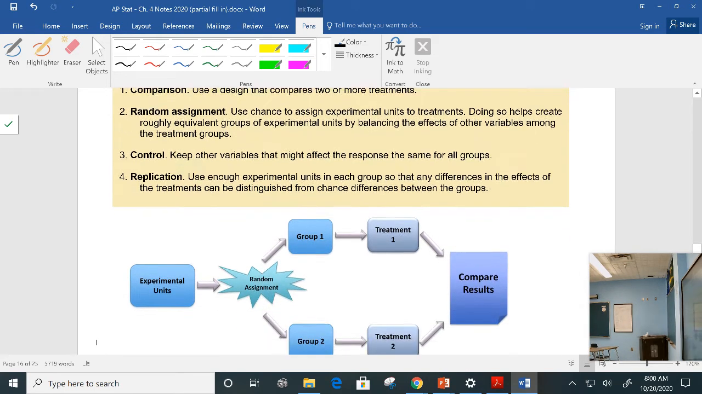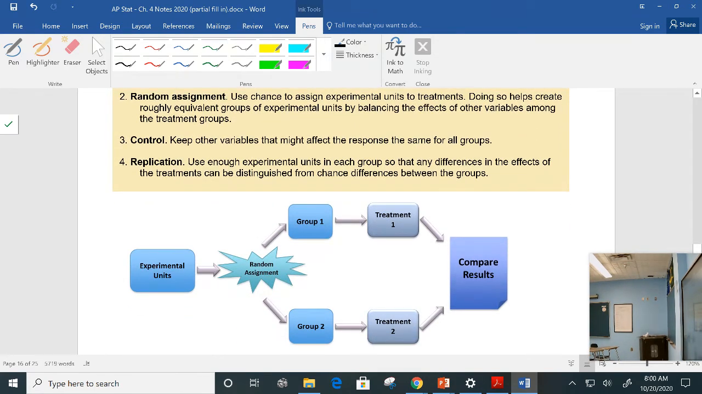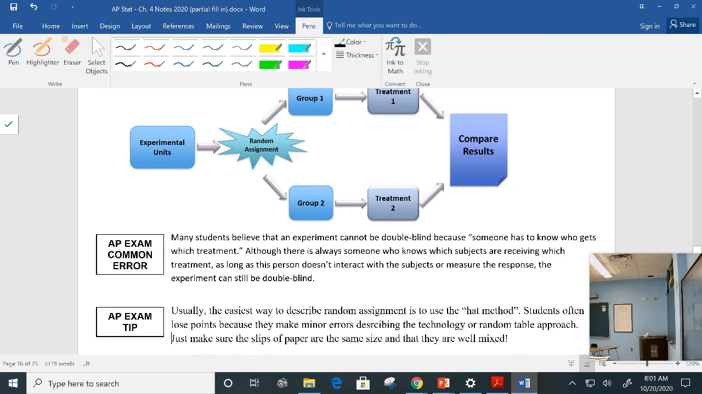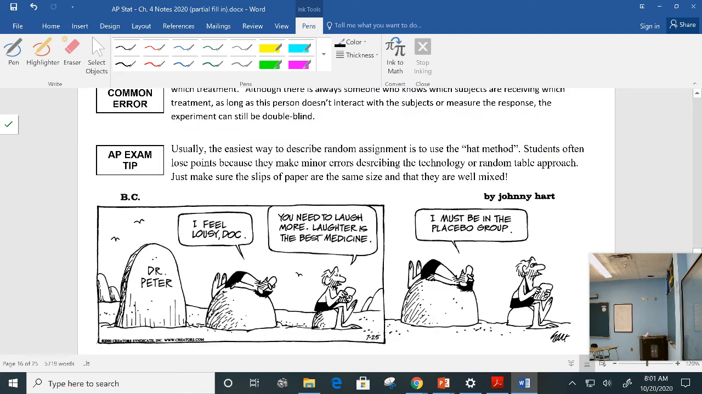So if we take a look at this kind of diagram, this shows exactly how you would design an experiment. You have your experimental units. You randomly assign them to 2 or more groups. They receive the treatments, and then you compare the results. Many students believe, a common error, that an experiment cannot be double-blind because someone has to know who gets which treatment. Although there's always someone who knows, as long as the person doesn't interact with the subjects, the experiment can still be double-blind. The easiest way to describe random assignment is the same way that we could do random selection, which is using the hat method.